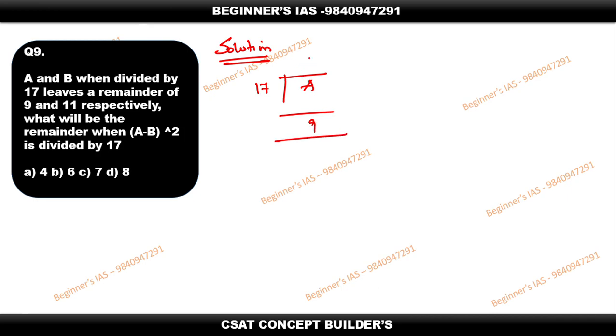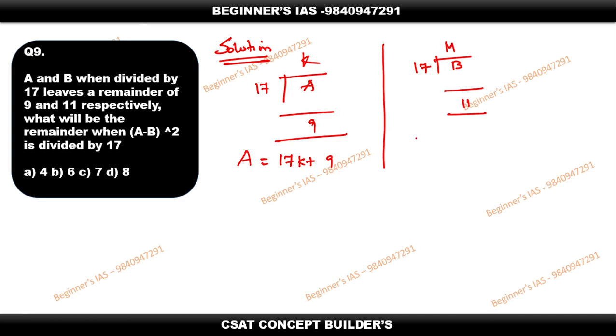When we are dividing this, surely it gives you some quotient also. I am just taking that quotient as k or q, whatever. So according to the division algorithm, dividend is equal to quotient into divisor plus remainder. Simple. Now move on with the second thing. When b is divided by 17, it leaves the remainder already given here, 11. I don't know the quotient, take the quotient as m or anything. According to the division algorithm, dividend is equal to quotient into divisor plus remainder.